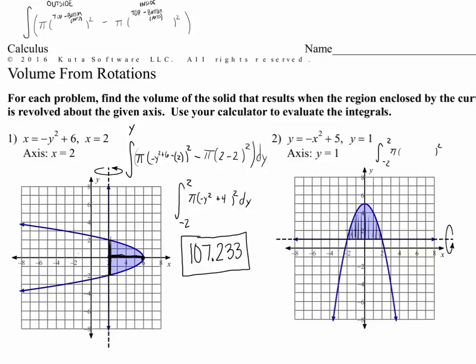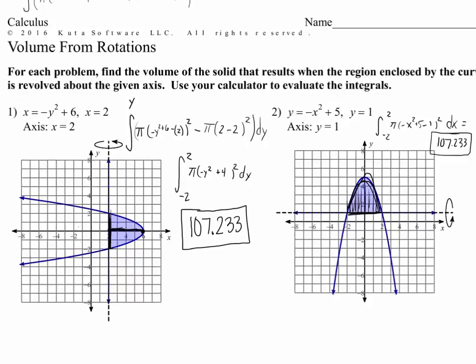To get my radius, it's top minus my bottom, which is the axis of rotation. So -x squared plus 5 minus my axis of rotation, which is 1. These are parallel to the x-axis, so this is dx. Anyways, type that into your calculator, and indeed we get 107.233 is our answer.